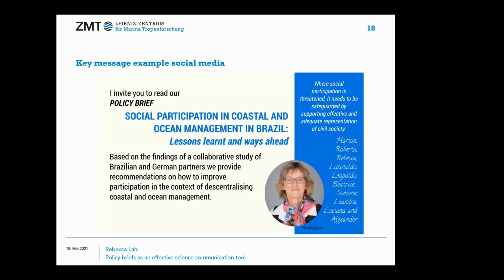So we would prepare this picture that we share on LinkedIn and Facebook and Twitter, where we have the key message. For example, here it's about a policy brief on social participation in ocean management in Brazil, where social participation is threatened. It needs to be safeguarded by supporting effective and adequate representation of civil society. So this is the point that the policy brief tried to make.